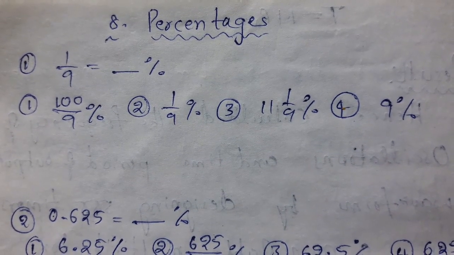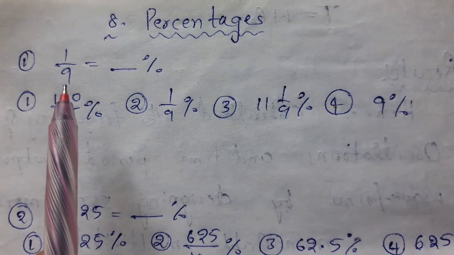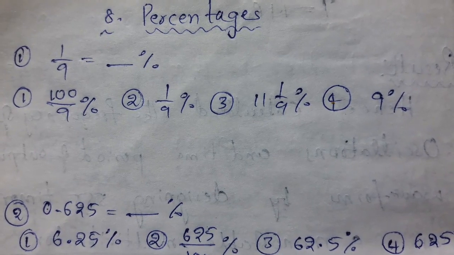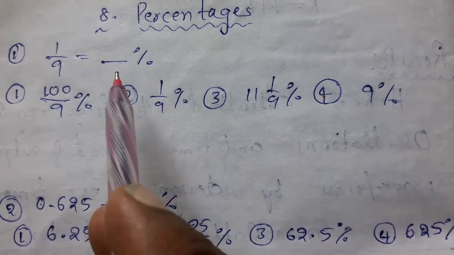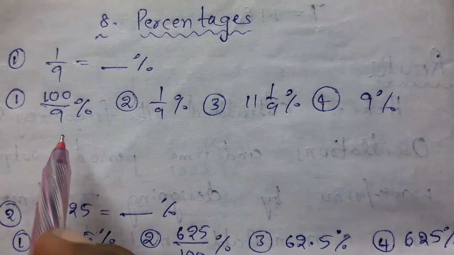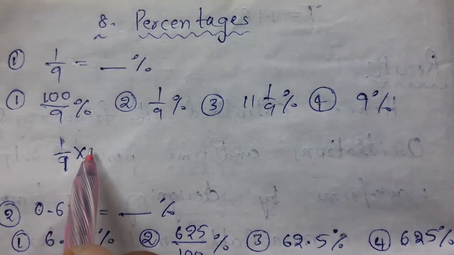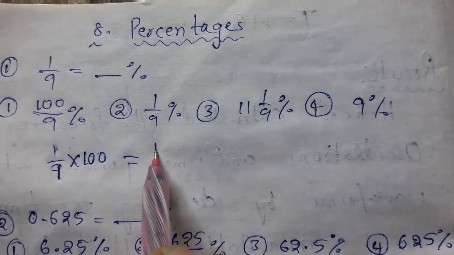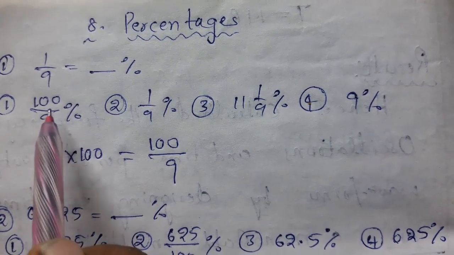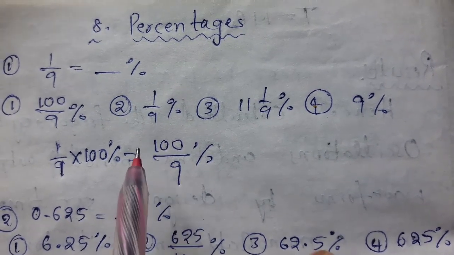Today we are going to discuss some more important conceptual problems on percentage. So 1 by 9 equals dash percentage, isn't it? Converting this 1 by 9 into percentage, that means 1 by 9 multiplying with 100. This gives 100 by 9, but in the options 100 by 9 is also there. Put a percentage symbol. But this is not the right answer.